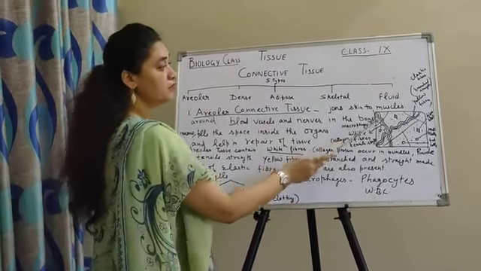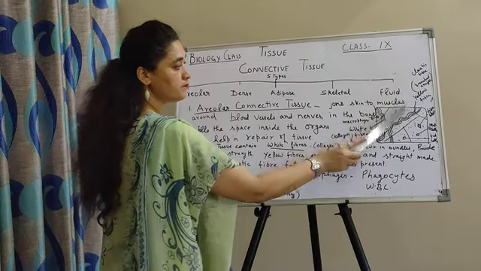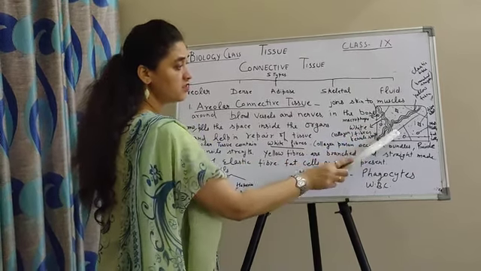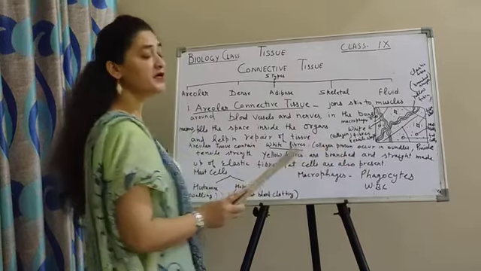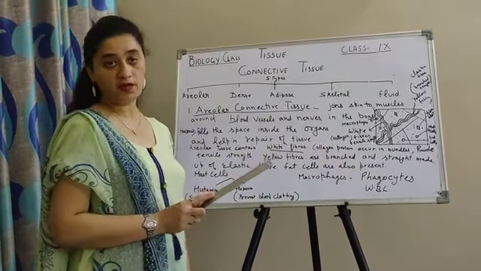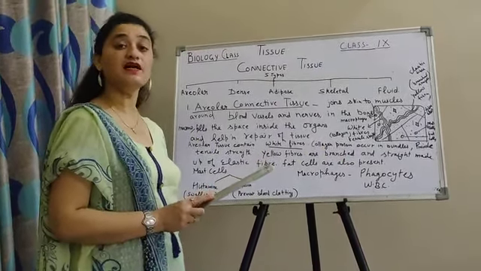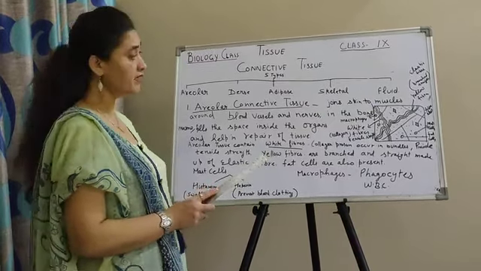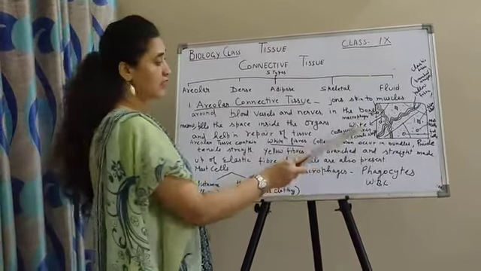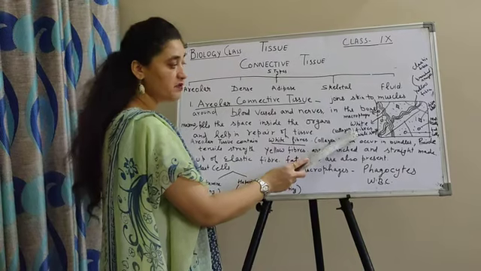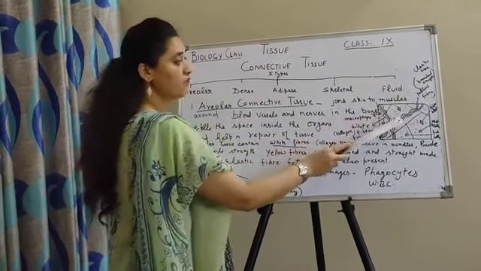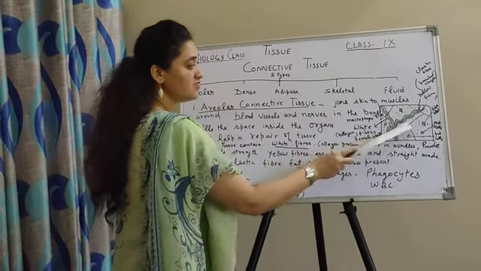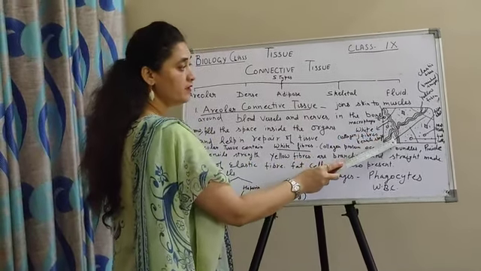Then here you are seeing some lines, they are branched. This is a yellow fiber. Yellow fiber is an elastic fiber, right? It is responsible to give the elasticity to the muscles, right? And first I told you about white fibers made up of a protein called collagen. Yellow fibers are branched structures made up of elastic fiber, right?